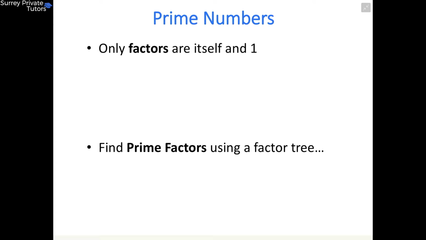Now we're going to look at prime numbers. Prime numbers only have two factors, which are itself and 1. Let's go through some of the examples of prime numbers.